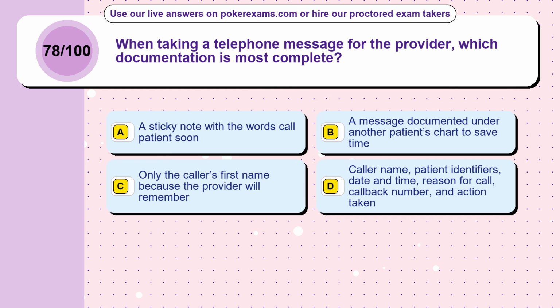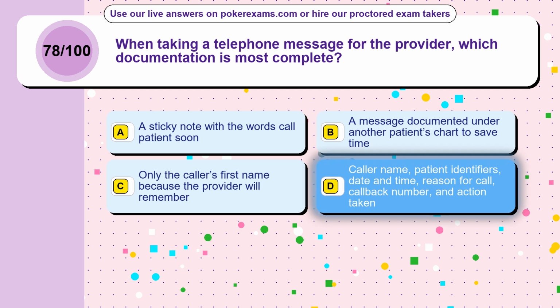Question 78. When taking a telephone message for the provider, which documentation is most complete? Option A. A sticky note with the words "Call patient soon." Option B. A message documented under another patient's chart to save time. Option C. Only the caller's first name because the provider will remember. Option D. Caller name, patient identifiers, date and time, reason for call, callback number, and action taken.